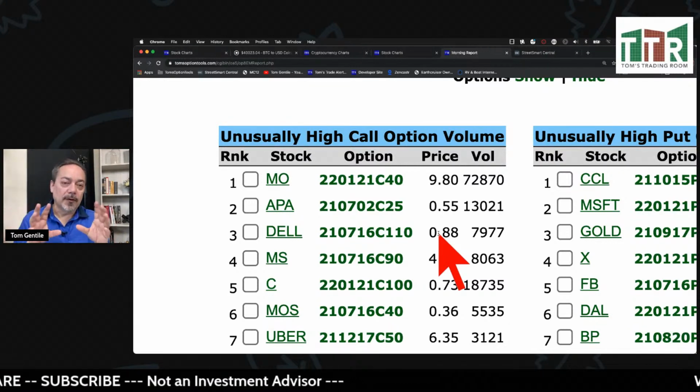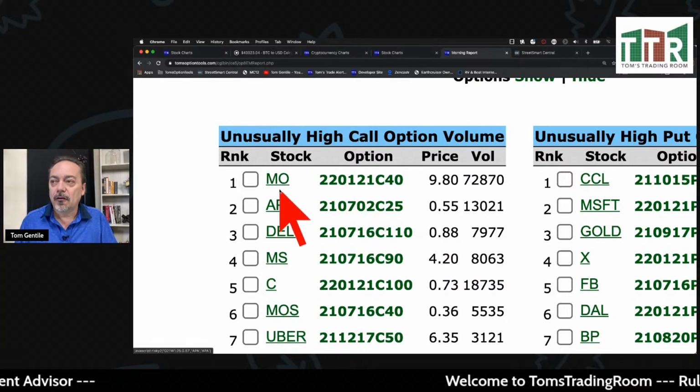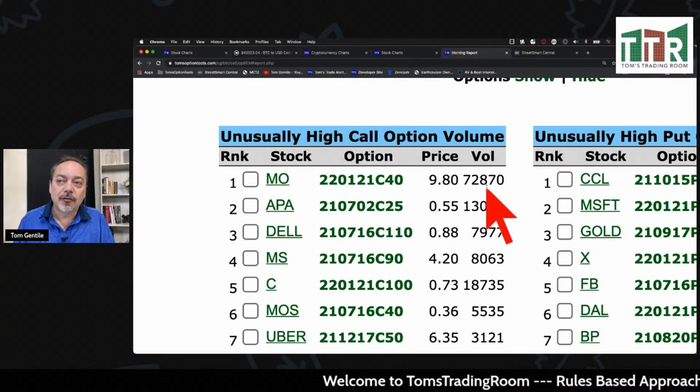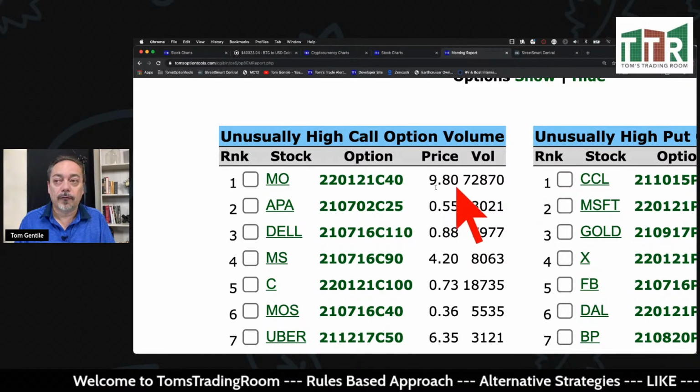What you can do with this, because there's some folks out there that say, let's take a look at Philip Morris. So there's 72,870 of this particular call option that were bought or sold on Friday.